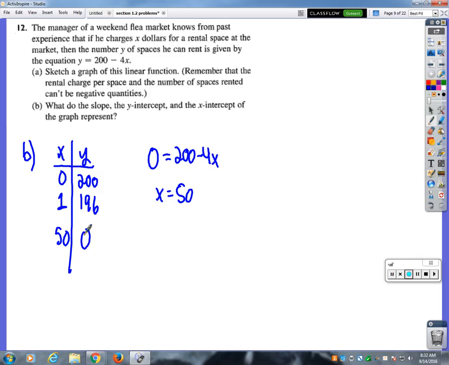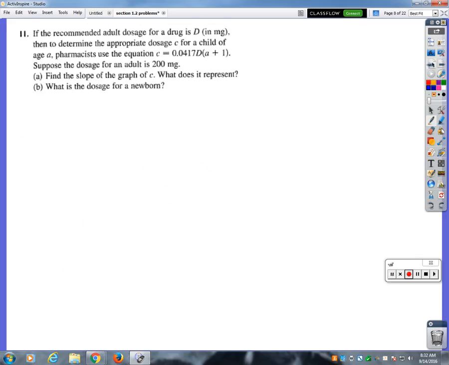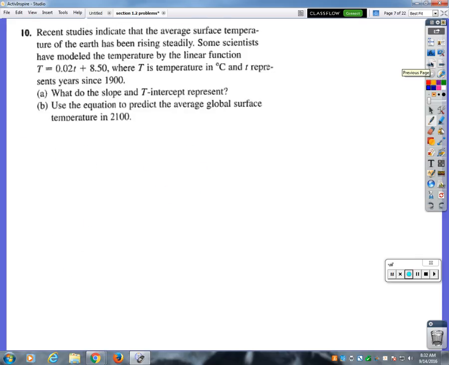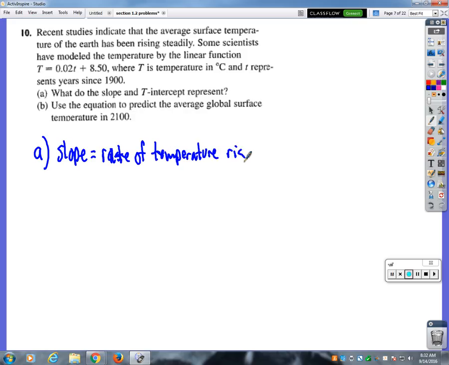Okay, so back to 10. Recent studies indicate that the average surface temperature of the Earth has been rising steadily. Some scientists have modeled the temperature by the linear function. What do the slope and T-intercept represent? Slope is rate. Rate of the rising. Good. Slope is the rate of temperature rise. Surface, yeah, right.